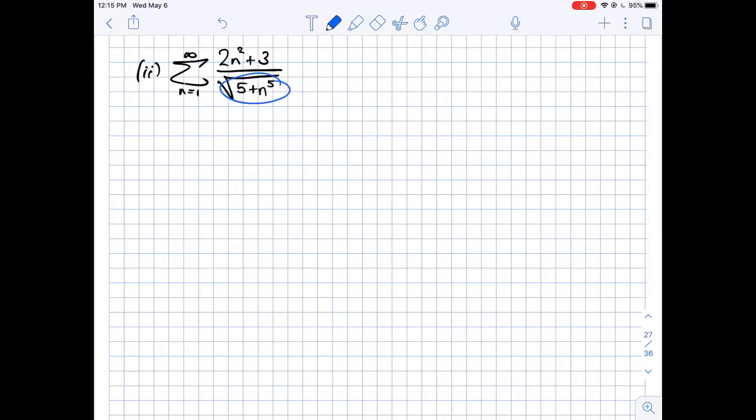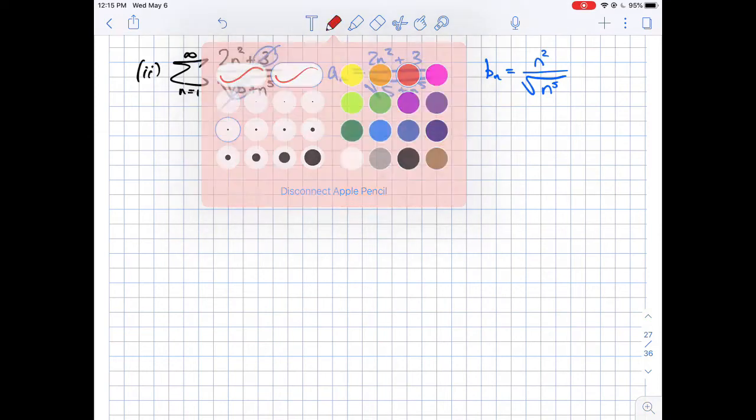Okay, and I'm going to have here a constant 5 and n to the power of 5. So this n to the power of 5 is going to dominate the 5, so I don't care about the 5. And in the numerator, the n squared is going to dominate the 3. So here, that's going to be what I use to decide on Bn. An is going to still be exactly this term that we started with, but Bn will be n squared, the dominant term in the numerator, and the square root of n to the power of 5, the dominant term in the denominator.